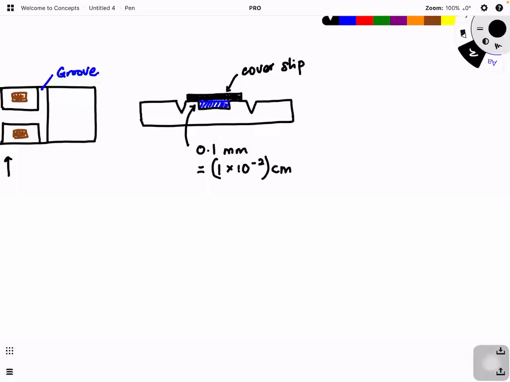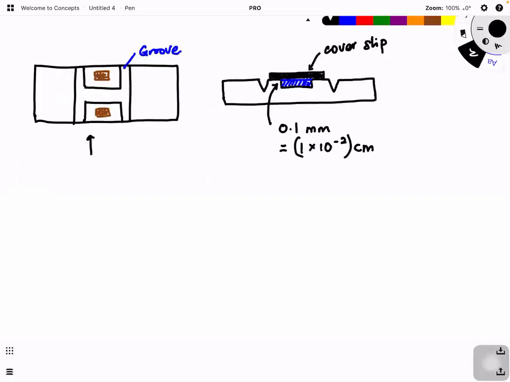So what is the function of the groove? The function of the groove here is for overflow. Are you clear? Let's say you put in too much sample, then the cover slip will press it. When the cover slip presses it, the remaining solution will flow into the groove so that we have a definite volume. And volume is very important later because we want to calculate the concentration of the cells.